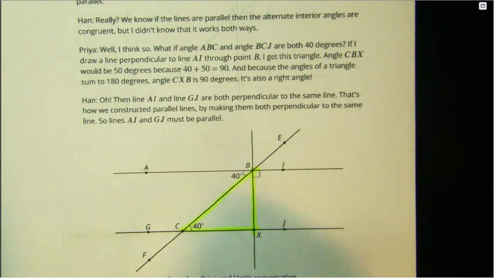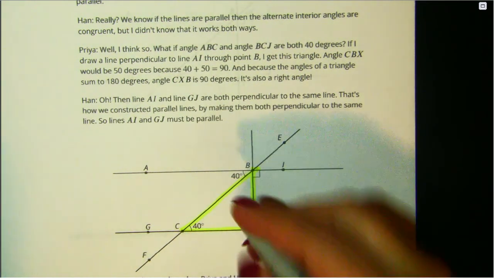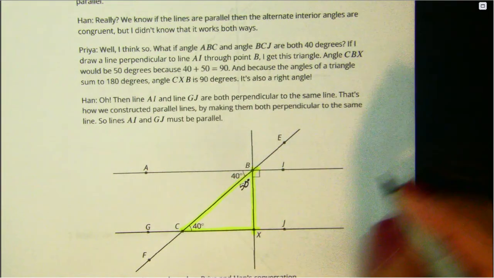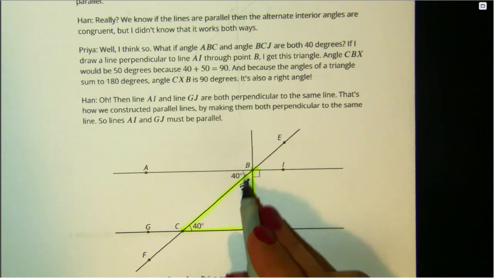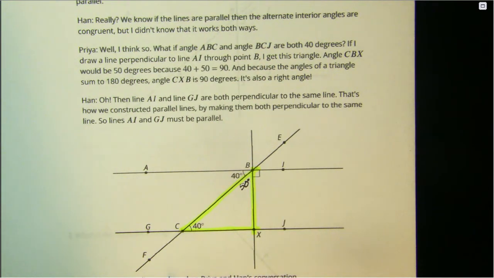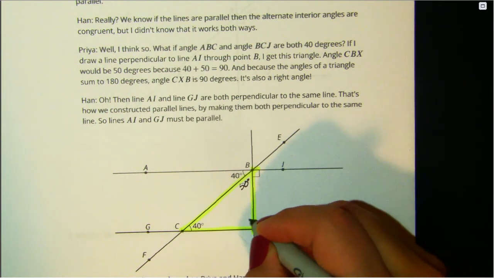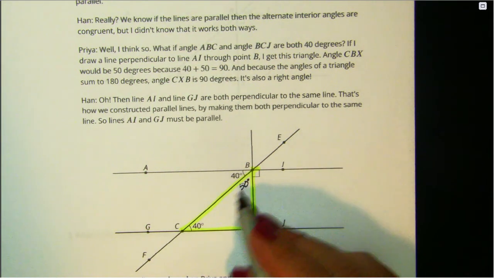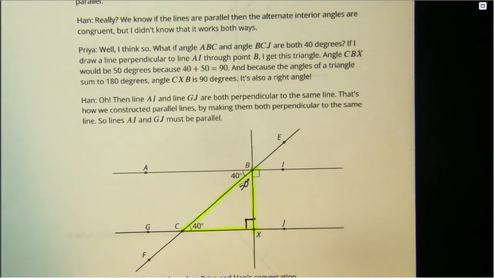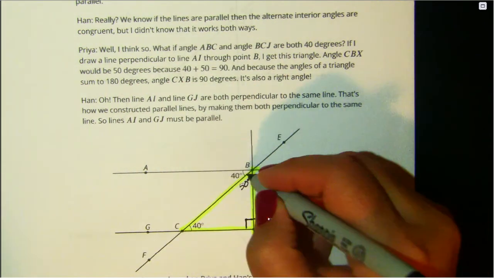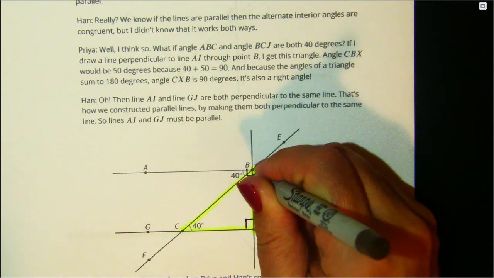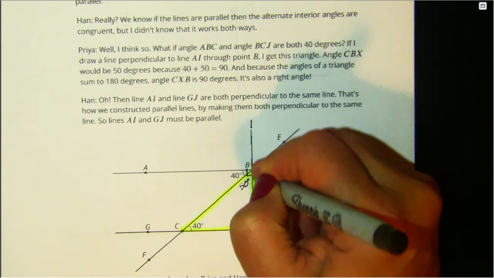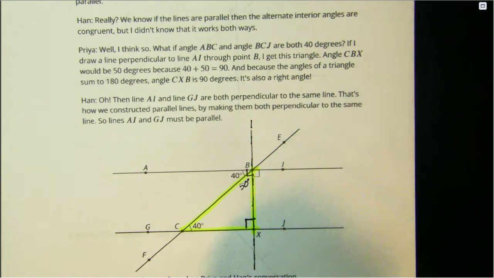Angle CBX would be 50 degrees, because 40 plus 50 makes 90. And because the angles of a triangle sum to 180, angle CXB is also 90 degrees, because we learned today that angles of a triangle add up to 180. And now we know if two lines are perpendicular to the same line, so since this one is making a 90-degree angle, and so is this one to this line right here, they have to be parallel.